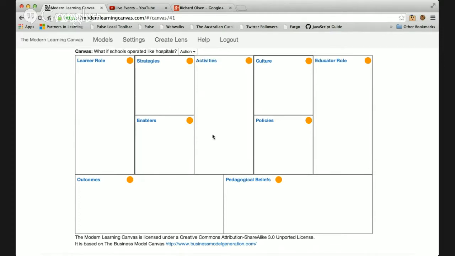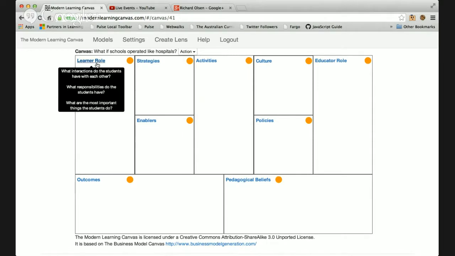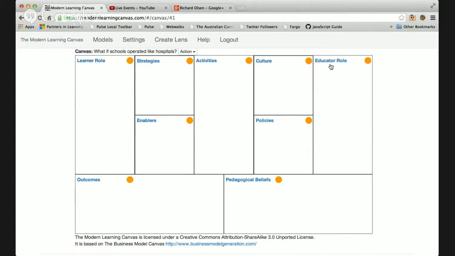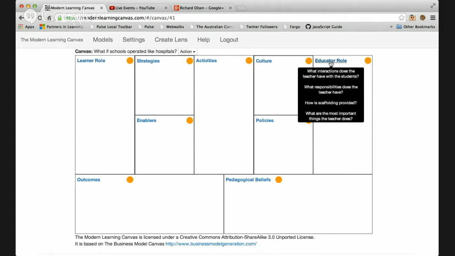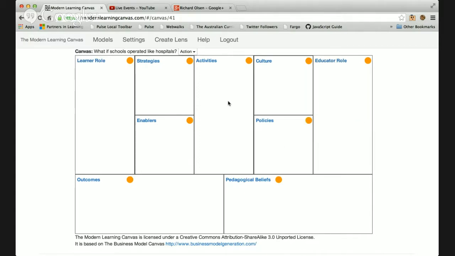Then we also have the roles and responsibilities. So we have the learners' roles and responsibilities. What are the learners responsible for? What are the roles that they take on? What are the most important things that they do? And the same for the educators or the teachers. What are their roles and responsibilities? So they're the 3 major horizontal boxes.